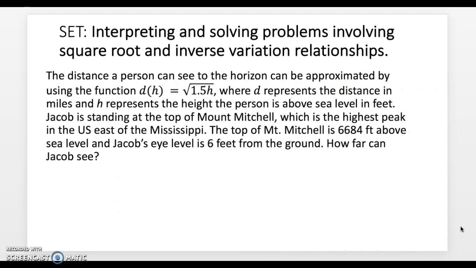The next one we're going to look at is also from your task. The distance a person can see to their horizon must be approximated by the function d of h equals the square root of 1.5h, where d represents the distance in miles and h represents the height of the person above sea level in feet. Jacob is standing at the top of Mount Mitchell, which is the highest peak in the U.S., and the top of Mount Mitchell is 6,684 feet above sea level. Jacob's eye level is 6 feet from the ground, so how far can Jacob see?